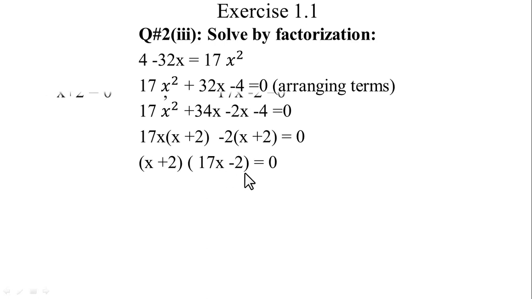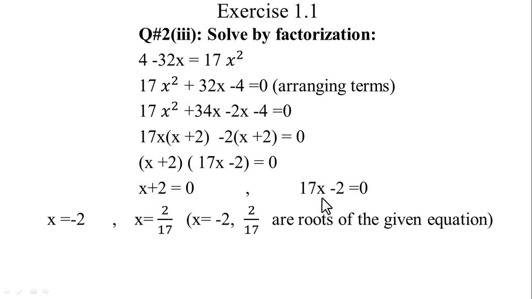Now we can write that either x plus 2 is equal to 0 or 17x minus 2 is equal to 0. 2 is moved to the other side, then x is equal to minus 2. Similarly, x is equal to 2 upon 17. So the answer is x is equal to minus 2 and x is equal to 2 upon 17. So x is equal to minus 2 or 2 upon 17 are the roots of the given equation. So the solution set of this equation is minus 2 or 2 upon 17.